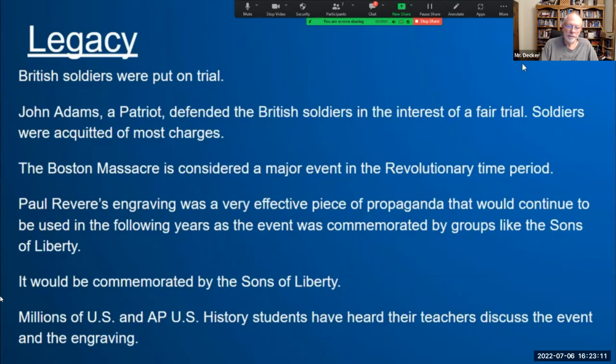However, keep in mind this occurred in 1770. Lexington and Concord are still 5 years away, and the Declaration of Independence is 6 years, so this does not immediately lead to the Revolutionary War.